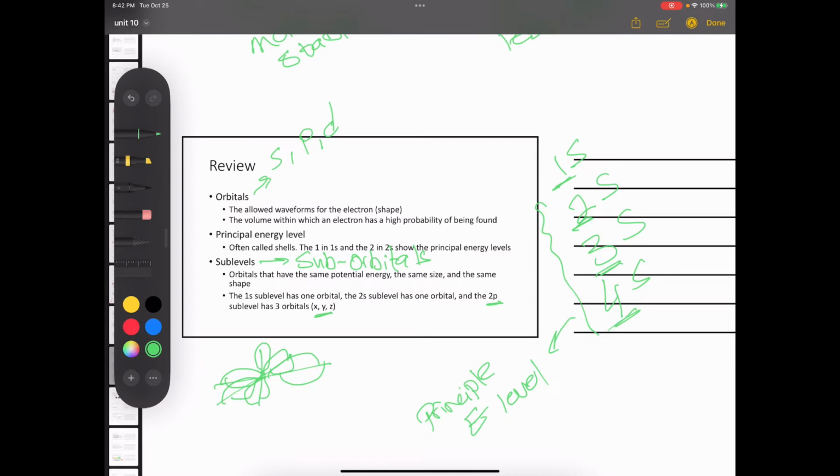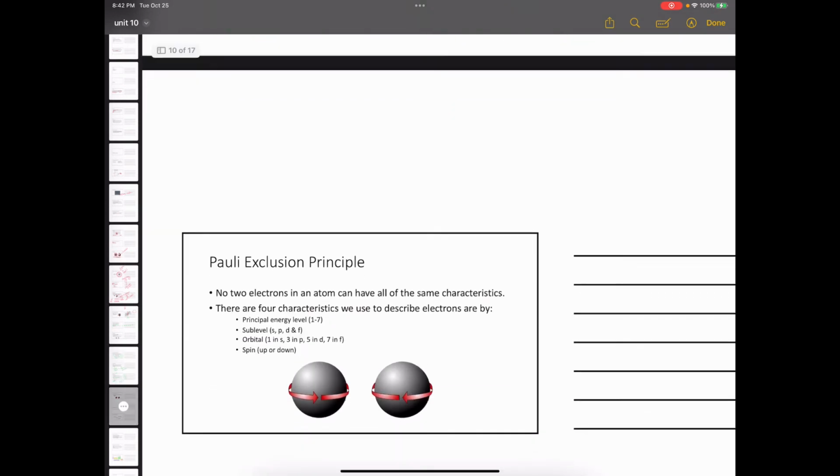The s, for example, does not have any suborbitals because the s has only one shape, which is the sphere. The p orbitals have three different suborbitals. The d has five suborbitals, and so on and so forth.